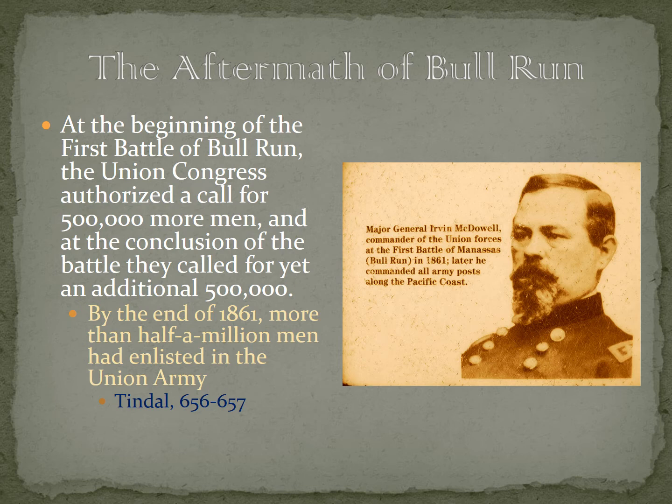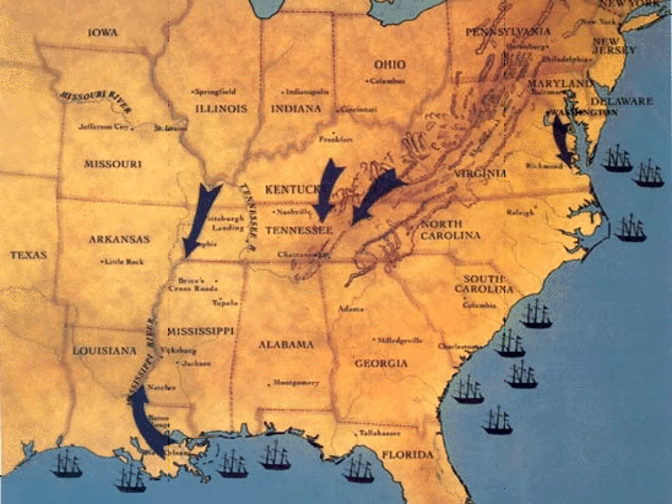We can't just go in there with guns ablazing and hope to be successful. We have to have some kind of strategy, and Winfield Scott came up with a strategy known as the Anaconda Plan. You can see here, this is the Anaconda strategy. And so Lincoln, after the First Battle of Bull Run, says, okay, this is where we've got to go. This is what we've got to do.